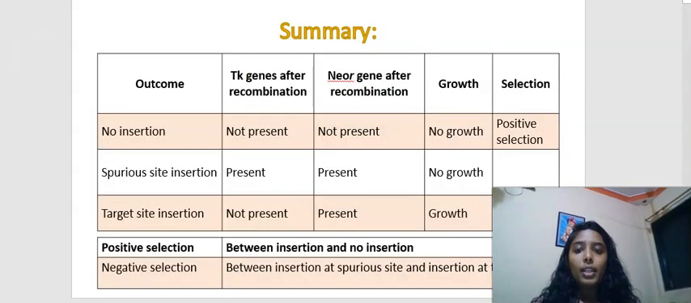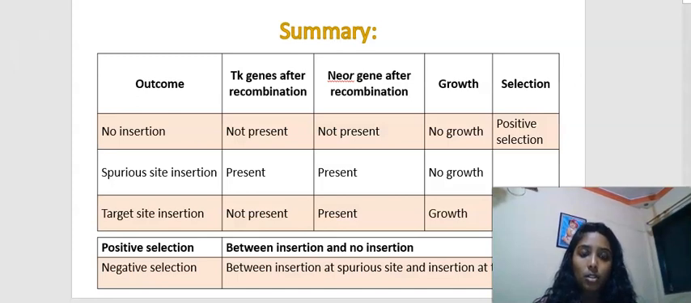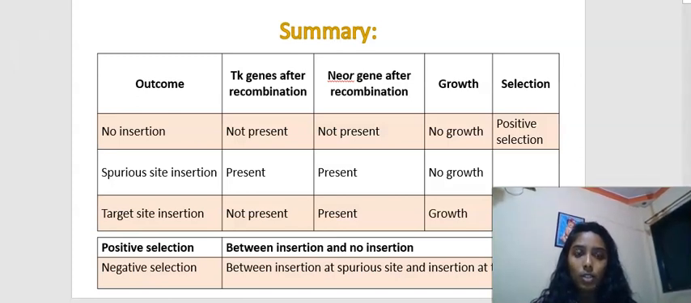At the end, if there is no insertion, no gene is present. Since there is no gene present, and the drug is in the media, that is your neomycin, the cell won't be able to resist it, so it will die. This type of selection of the cell is called positive selection.